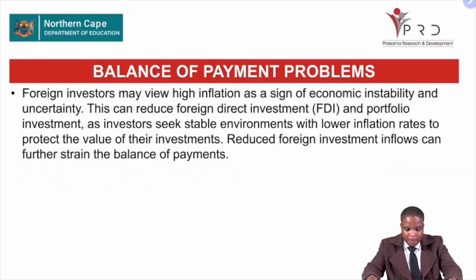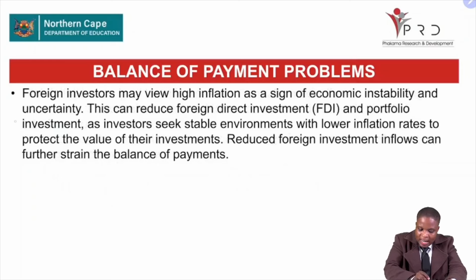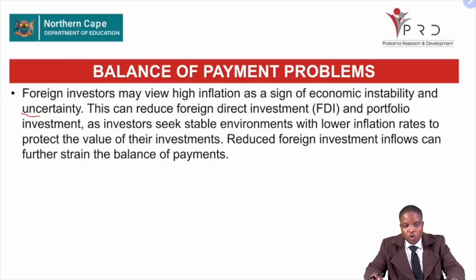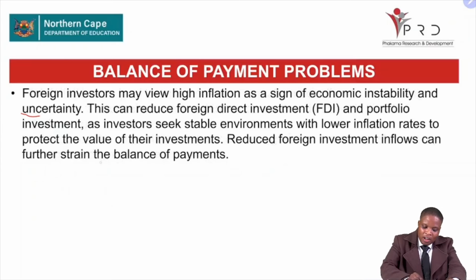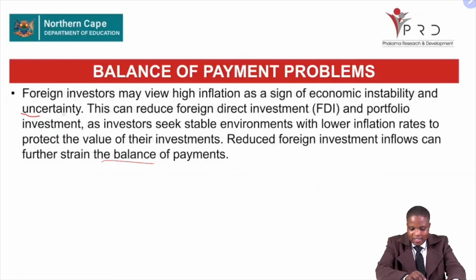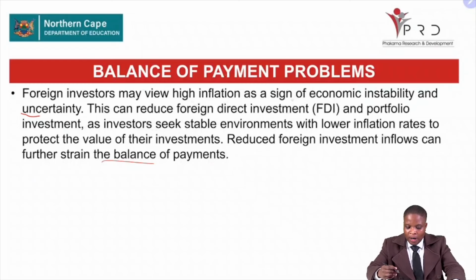Foreign investors may view high inflation as a sign of economic instability and uncertainties. And the foreign investors don't like uncertainties. They want to know their returns. They want to know where they are investing and what will be their returns. This can reduce foreign direct investment and portfolio investment as investors seek a stable environment with low inflation rate to protect the value of their investment. Reduced foreign investment inflows can further strain our balance of payment. So also when there's uncertainties, there's no price stability, it may create disinvestment or reduce foreign direct investment. They may stop investing in us, then that will affect our BOP negatively.